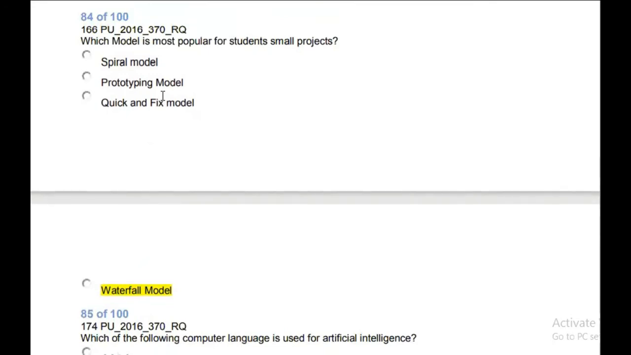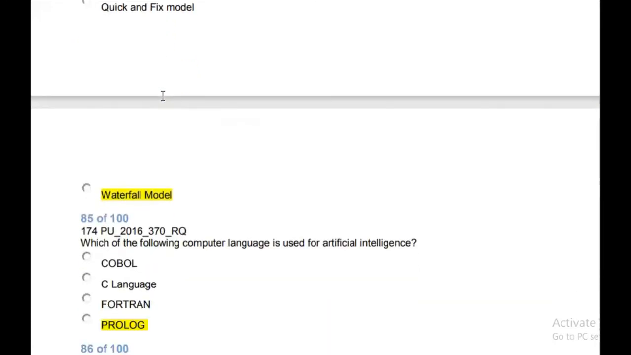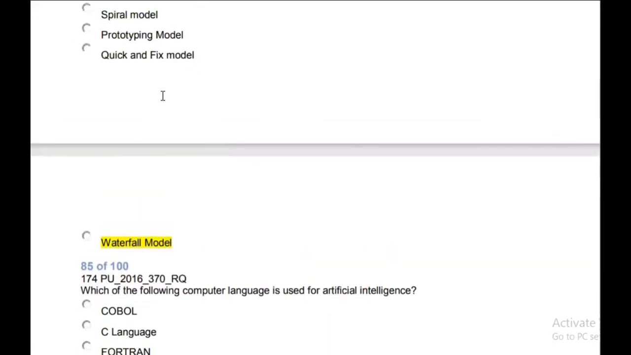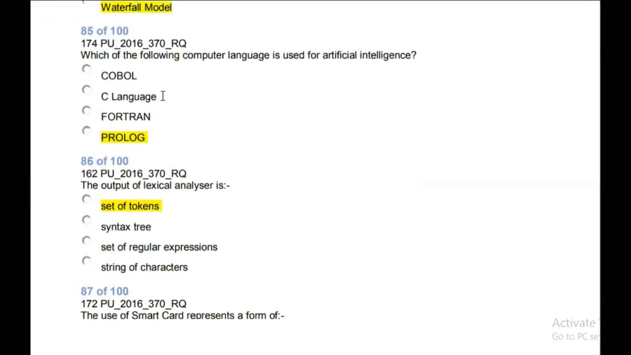Question number 84. Which model is most popular for students' small projects? Waterfall model. Option D is correct. Waterfall model is popular for small projects where all requirements and important information are known. Waterfall model is very important. It's better to watch a video on YouTube.